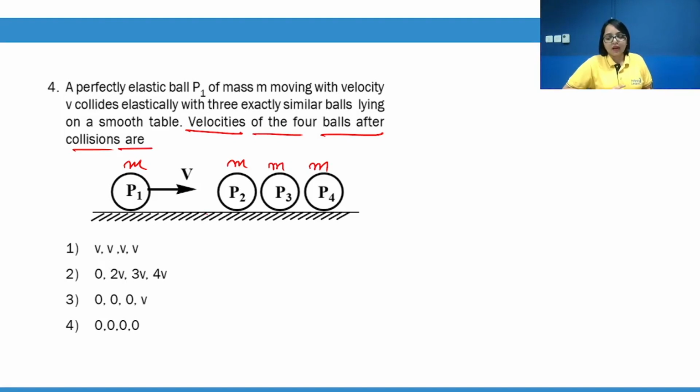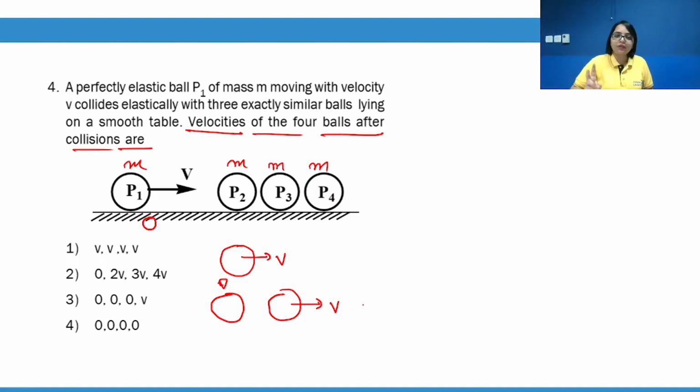So see, when the nature of the collision is elastic and two identical objects are colliding with each other, after collision they exchange their velocities. So after collision, the velocity of P2 will be v and the velocity of P1 will be 0. Fine. Now P2 will collide with P3. So again they will exchange their velocities. So after collision, the velocity of P3 will be v and P2's velocity will be 0. P3 will collide with P4. So after collision, there will be an exchange of velocities. So P4 will gain velocity v and P3 will be at rest.